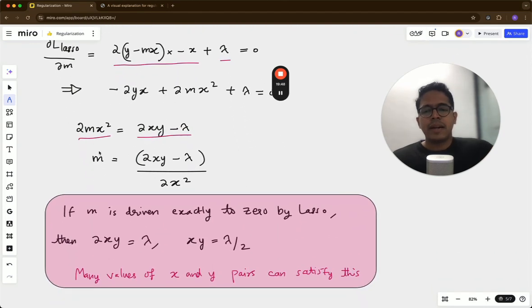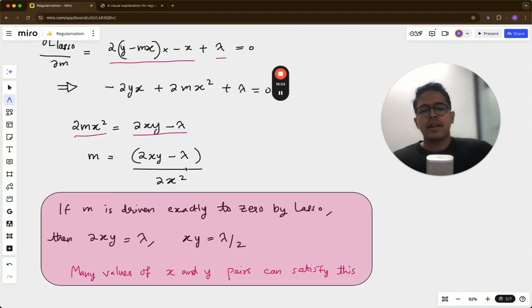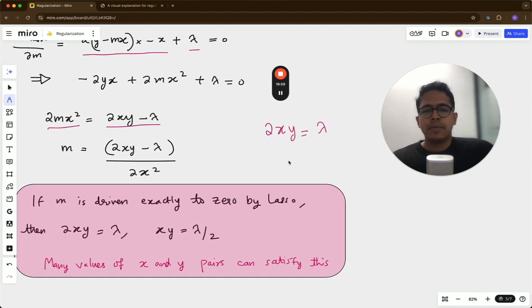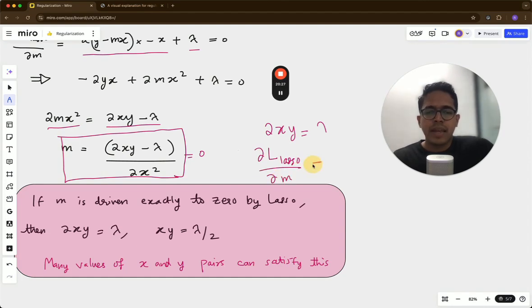So if the model parameter has to be exactly 0, then it can happen in so many ways. First of all, the numerator can become 0 if 2xy equal to lambda, which means for the values of lambda that satisfy lambda equal to 2xy, you have the model parameter to be exactly 0. And what does that mean? It also means that you are optimizing the loss function, because this condition is satisfied when dou loss in lasso divided by dou m equal to 0, right?